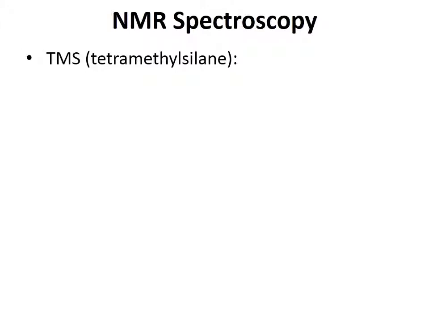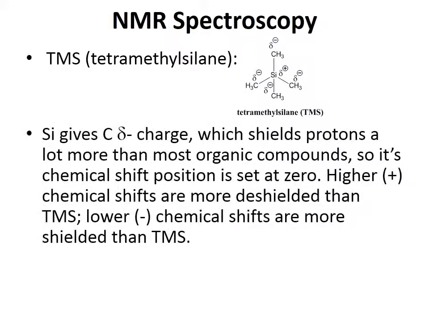Here's TMS, which is known as tetramethylsilane. The silicon atom in TMS gives the carbon a partially negative charge, and that's because silicon is less electronegative than carbon. That shields the protons a lot more than most organic compounds. So, its chemical shift position is set at 0. Compounds with a higher or positive chemical shift are more deshielded than TMS. That is, electron density is lower around the protons than in TMS.